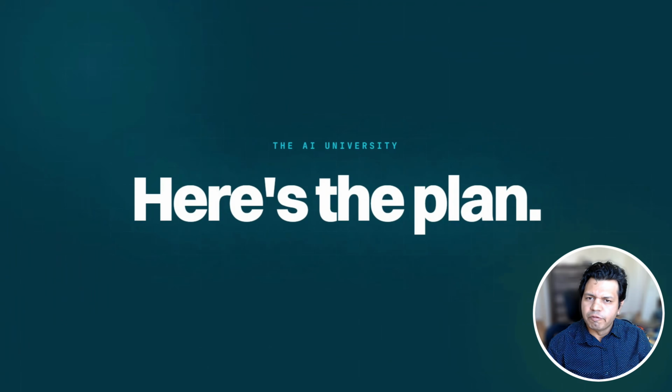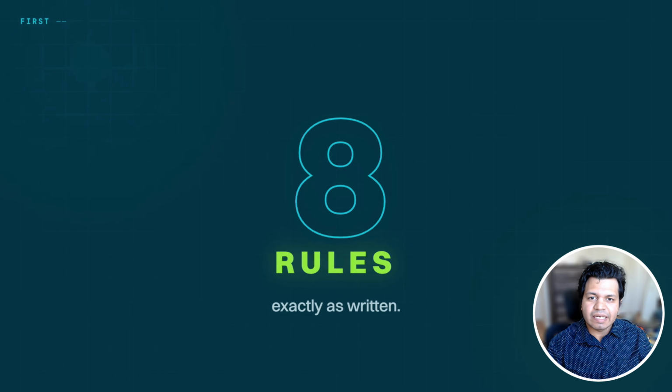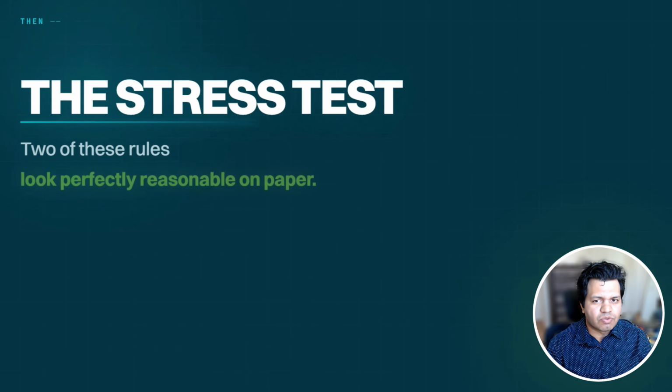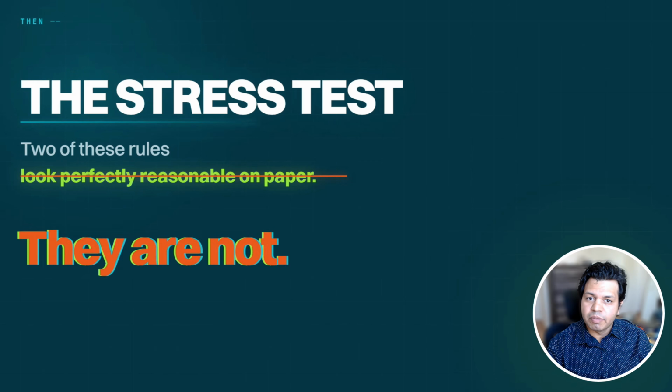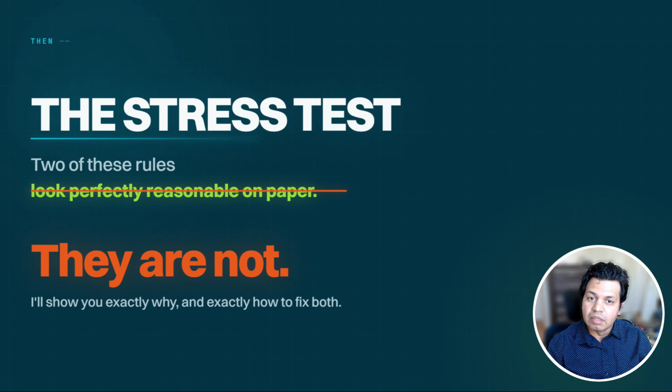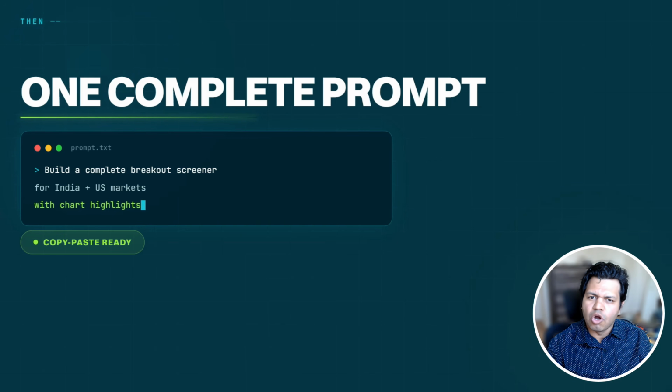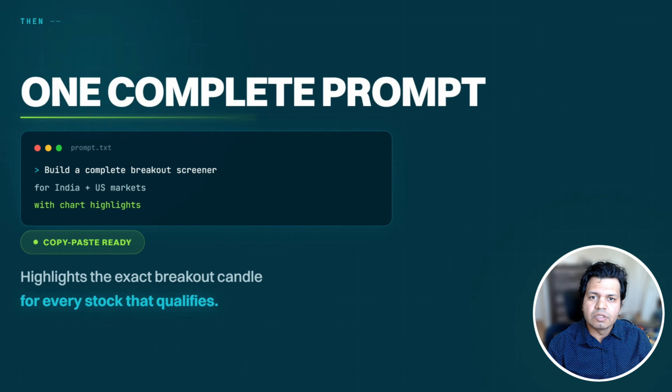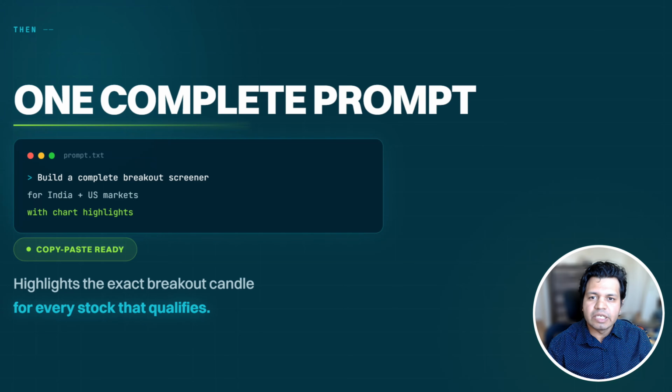Here is the plan. First, the 8 rules, exactly as written. Then the stress test. 2 of these rules look perfectly reasonable on paper. They are not. I will show you exactly why and exactly how to fix both. Then 1 complete prompt, copy paste, ready, that builds the entire screener, including a chart that highlights the exact breakout candle for every stock that qualifies.